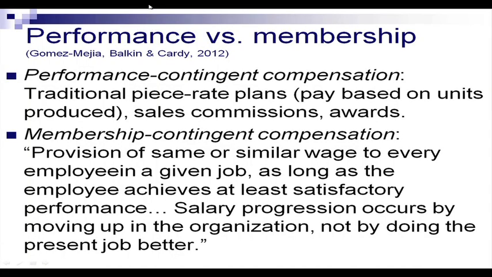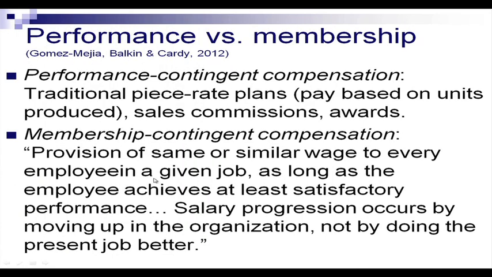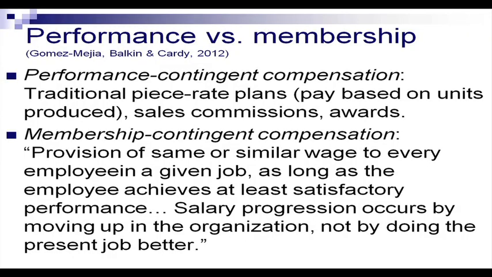Membership contingent compensation means that you provide the same or similar wage to every employee in a given job, as long as the employee achieves at least satisfactory performance. I'm sorry about the spelling mistake, there should be a space here. So you have a basic pay, basic salary, people do the bare minimum required. The salary progression occurs by moving up in the organization, not by doing the present job better.